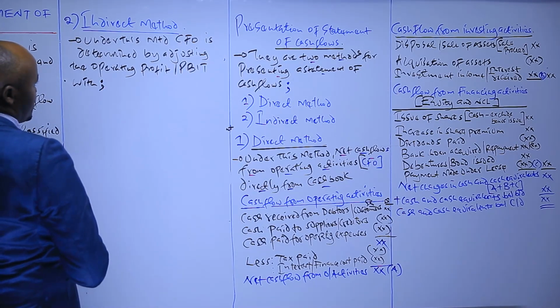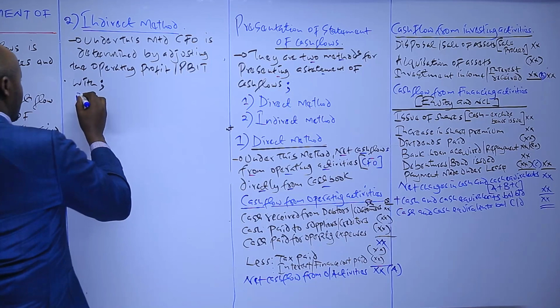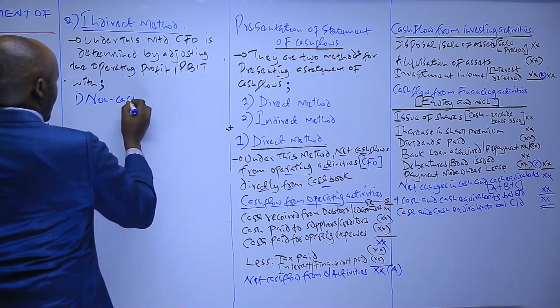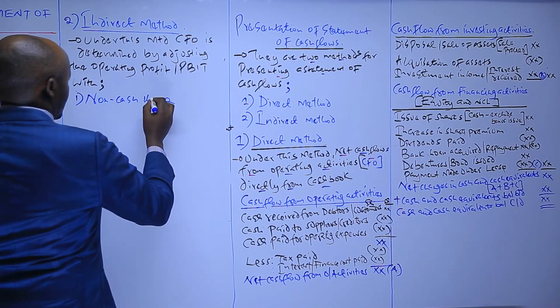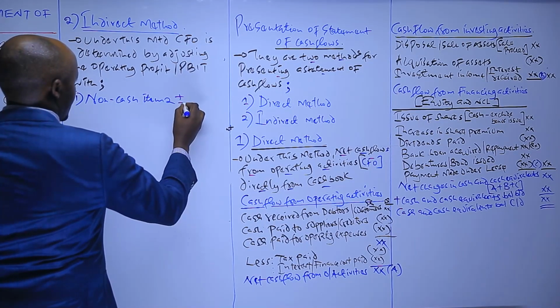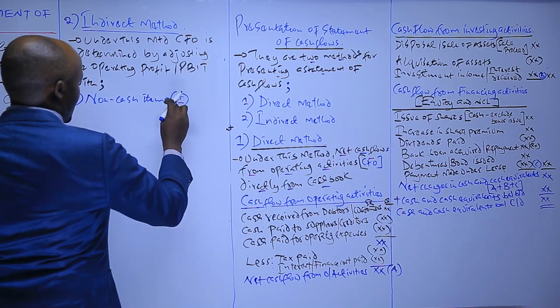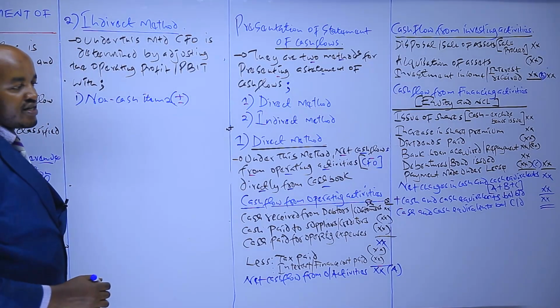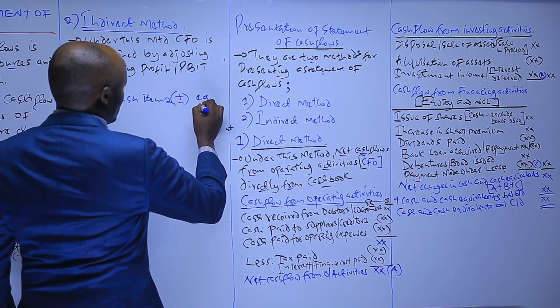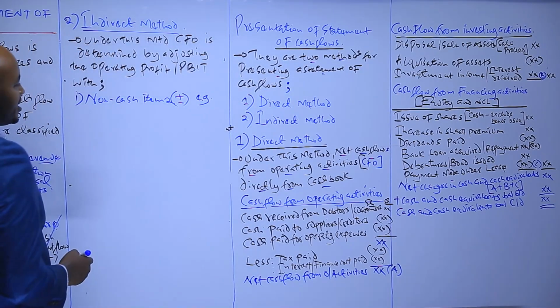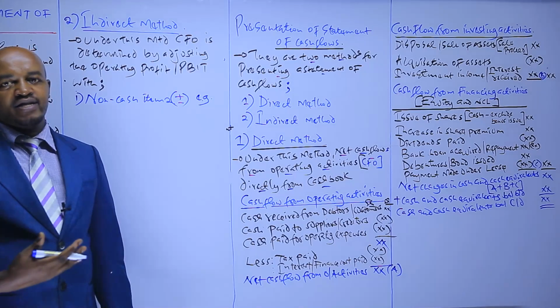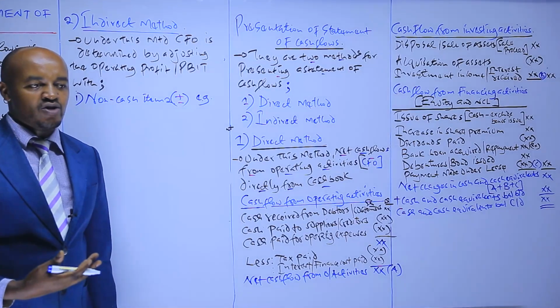So we adjust that profit with three items. Which are those items? One is non-cash items which were either added or deducted in arriving at that profit. Good examples of such items include depreciation, any amortization of intangible asset, the impairment loss, and so on.